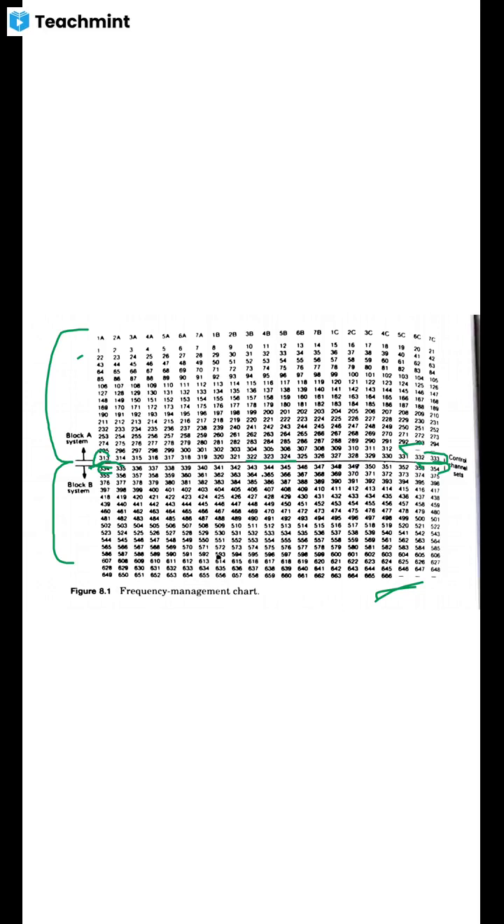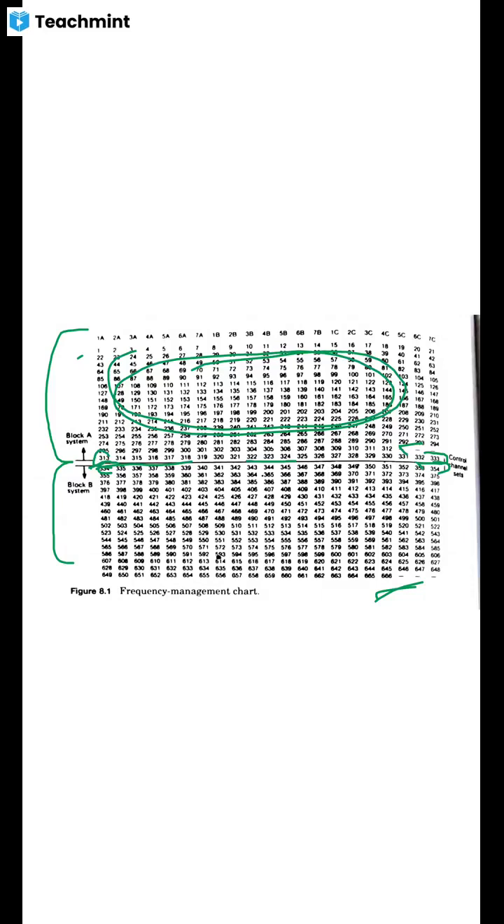So in block A, the last row is setup channels. In block B, the first row is setup channels. What will the setup channels do? The setup channels in block A, the last row from 313 to 333, will scan the idle voice channels and allocate them for communication. And in block B, the first row from 334 to 354, what will they do?